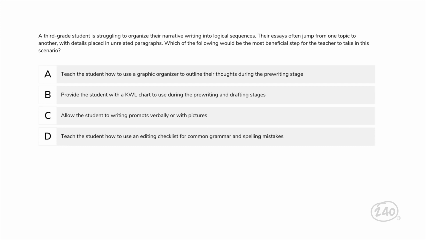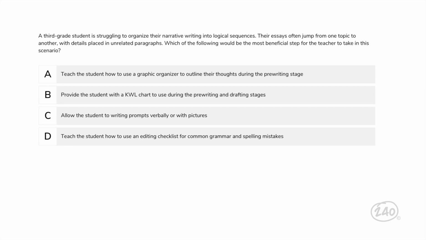Choices B and D do not target the area of need. A KWL chart is more appropriate for note-taking or activating prior knowledge, not as a pre-writing tool. And while an editing checklist can be a beneficial tool, it does not target the specific area of need in the question. Choice C could be a valuable activity for the student to do as part of the writing process, but still it is not developmentally appropriate on its own.